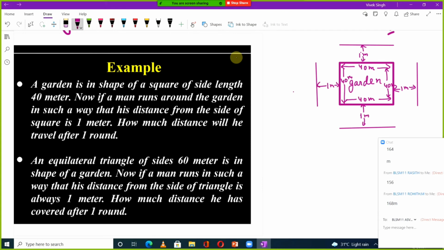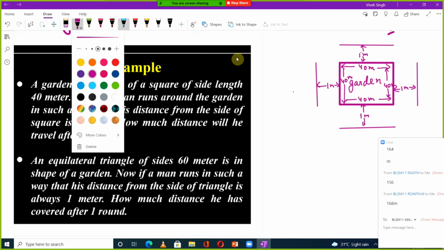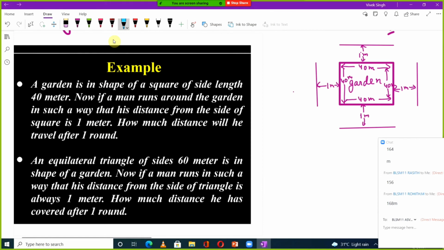So what will be his total distance? How much total distance will he move? If he starts from here, this distance will be how much? Same as the side length, so it will be 40 meter. Similarly, this also will be 40 meter. This also will be 40 meter. This also will be 40 meter.